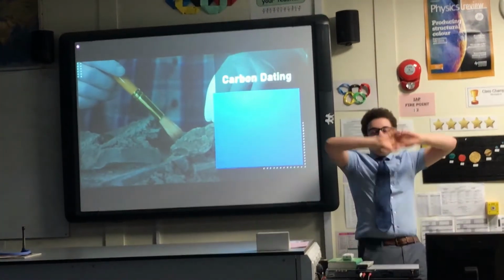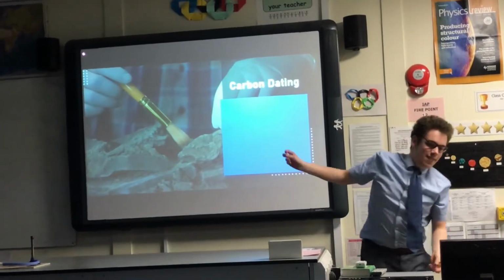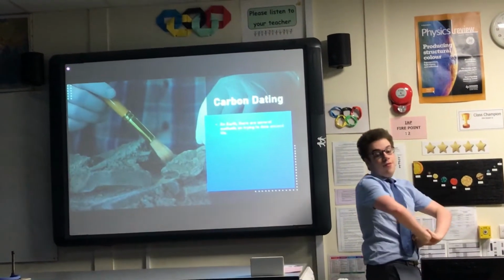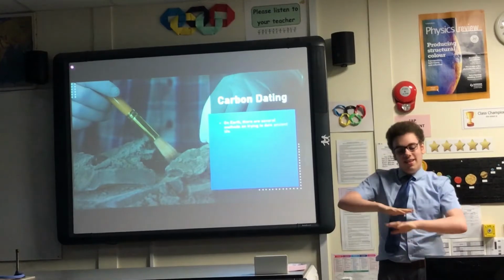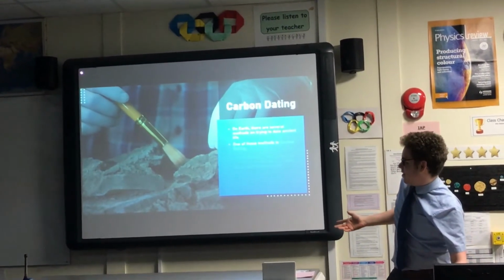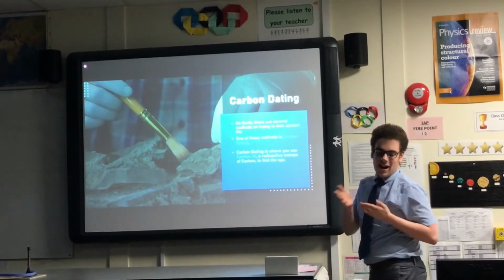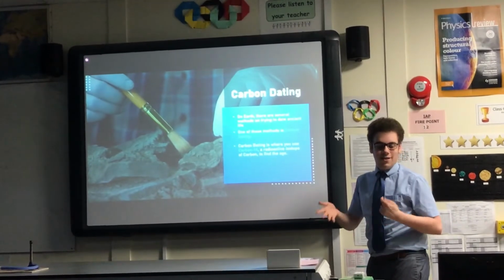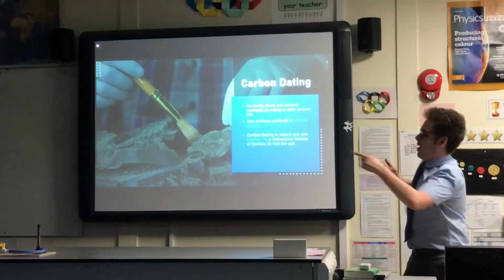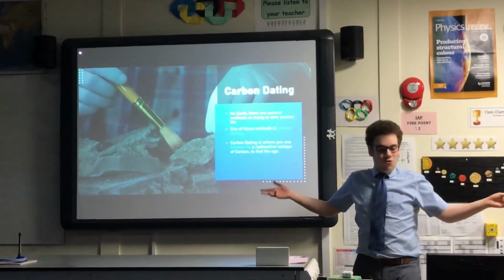Now we're actually going pretty local, as in on this planet, using carbon dating. On Earth, there are several methods to try dating ancient life, and one of them is carbon dating. Carbon dating is where you use carbon-14, which is a radioactive isotope of carbon, to try to find its age. Plants and anything organic have carbon-14 in them.